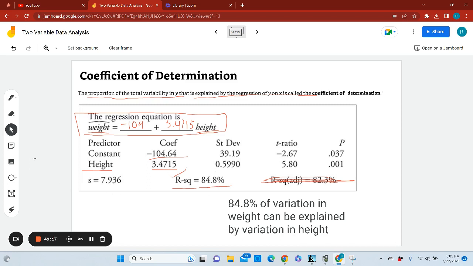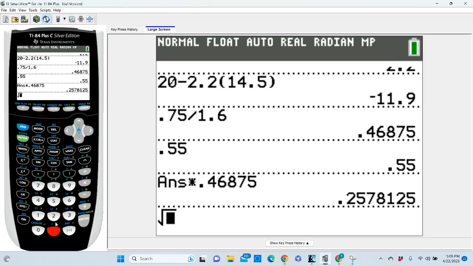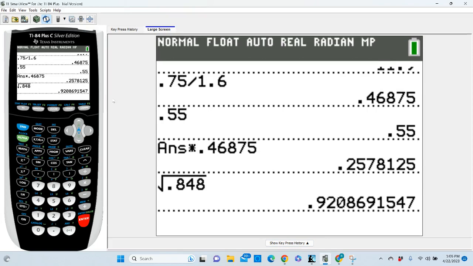And just really quickly, and then I'm going to end this video and do some practice questions in a separate video. If you were asked to find R here, because they don't give you R, just take the square root of R squared. You have to turn it into a decimal, so 0.848. If I take the square root, there's my correlation coefficient of 0.92.